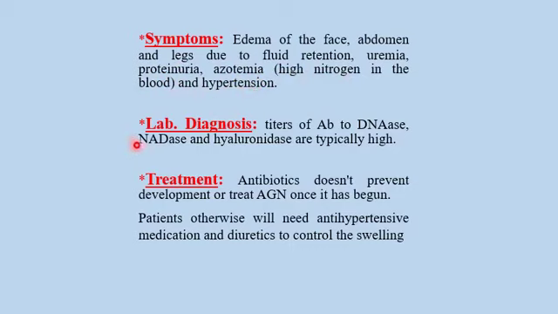Laboratory diagnosis. هنا we look at the titer of antibodies to DNase, NADase, and hyaluronidase, which are typically high. يبقى هنا بنعتمد على these enzymes, not the anti-streptolysin O. As we said, these enzymes are responsible for the skin infections. The treatment: antibiotics don't prevent development or even treat acute glomerulonephritis once it has begun. ولكن otherwise البيشنت المفروض يعمل إيه؟ Will need antihypertensive medication, diuretics to control the swelling.